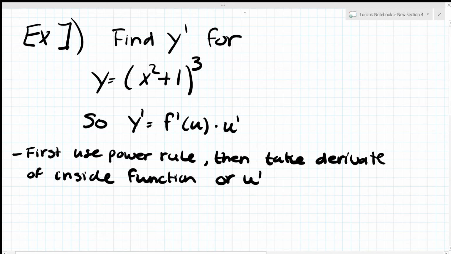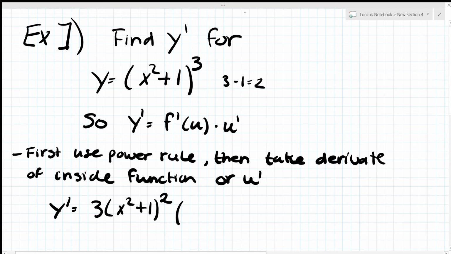So y prime is, bring this down in front, so it's going to be 3 times x squared plus 1, and then it's 3 minus 1, which is 2, so this is going to be the second power, and times it by u. We know that u is always what's inside the function, so it's going to be x squared plus 1, and then u prime is just 2x, right? 2x minus 1, it's just 2x, so it's going to be 2x.